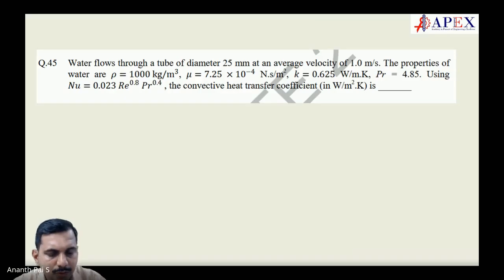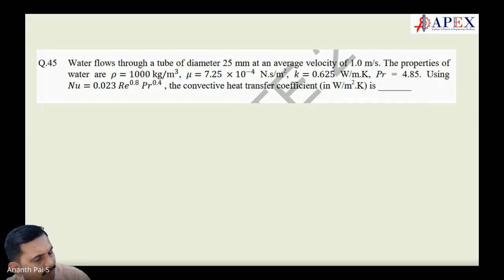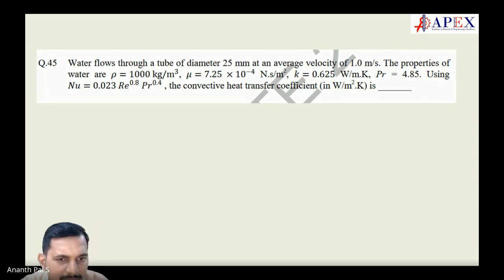Water flows through a tube of diameter 25 mm with an average velocity of 1 meter per second. The properties of water are given. Prandtl number. Using Nusselt number is equal to 0.23 Reynolds number to the power 0.8, Prandtl number raised to 0.4, the convective heat transfer coefficient is.